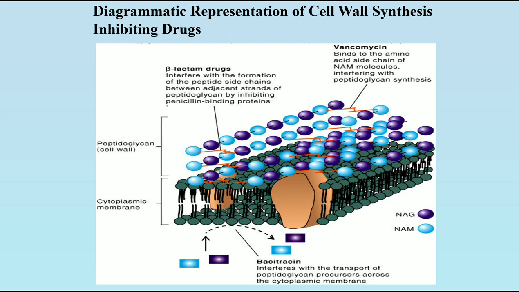So when these building blocks of peptidoglycan cannot be transported across the membrane, it means that the wear and tear of the cell wall is taking place, and eventually the bacteria cannot survive and they are destroyed.